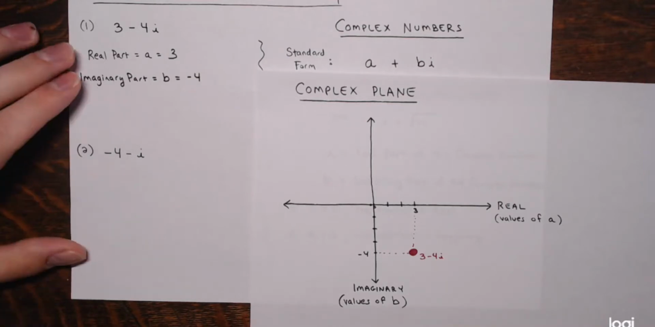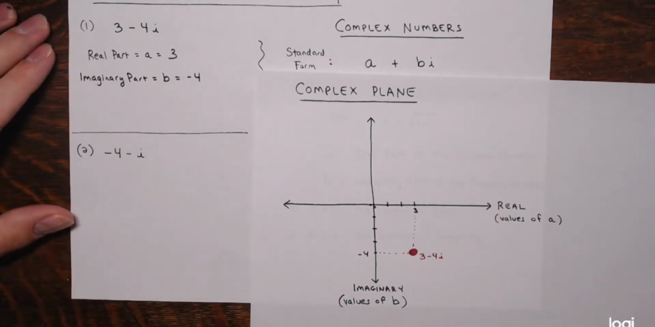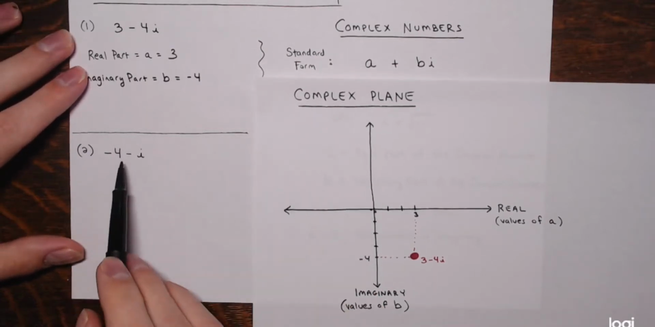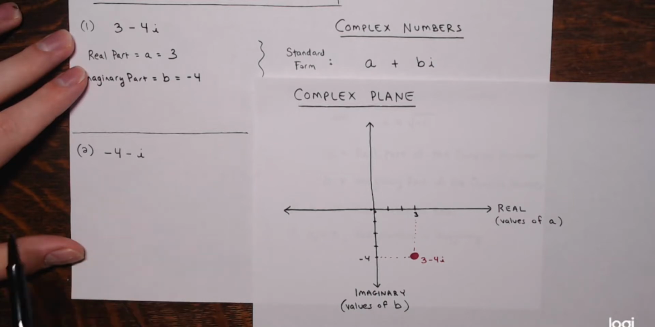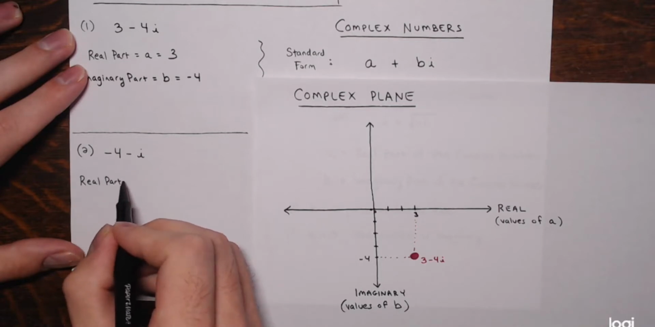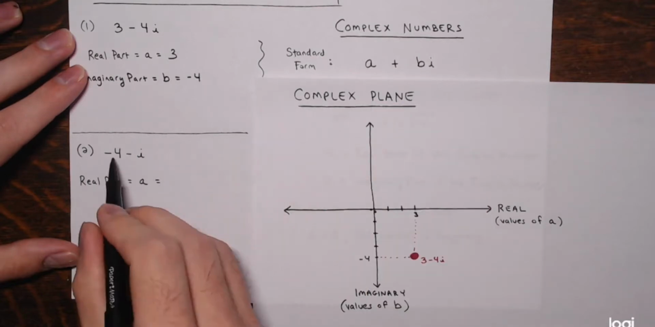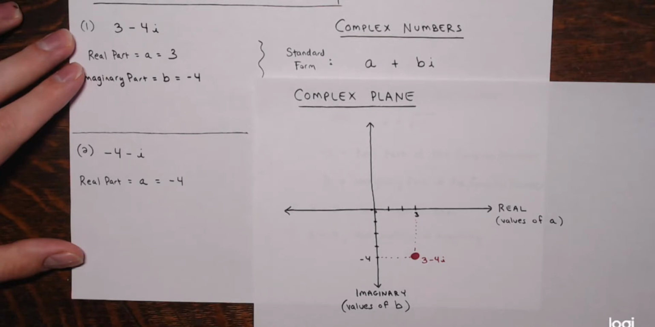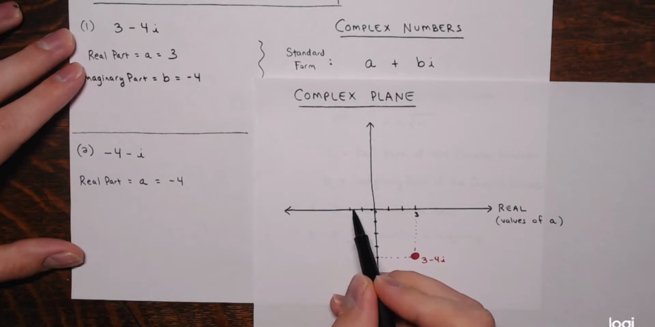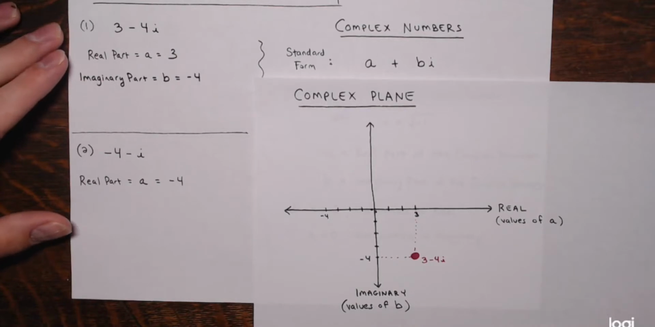Great. All right, so for example 2, just going to keep this same plane up here. Again, we're given the number negative 4 minus i, or negative 4 plus negative i. So again, the real part, the value of a in the standard form, a plus bi, for a complex number, would be negative 4 here. So I'm going to go on the real axis and find negative 4. So again, you got 0 in the middle, and then 4 units to the left would be negative 4 on the real number axis.